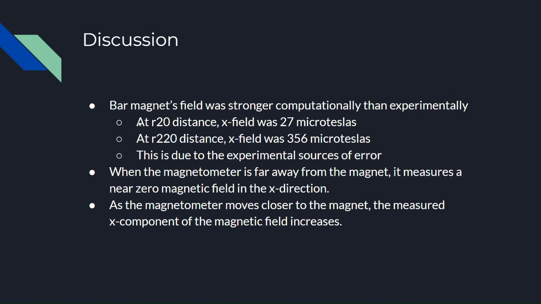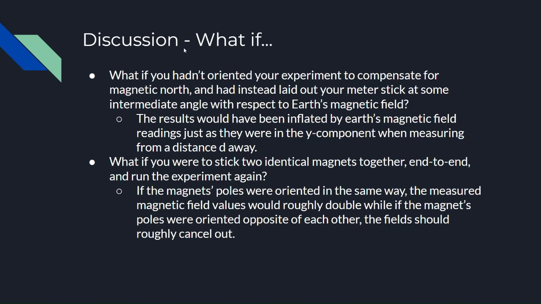We know this because at R20 distance from the physical experiment, the X field was 27 microteslas, not 20. And at R220, it was 356, not 220. This is due to the experimental sources of error stated earlier. When the magnetometer is far away from the magnet, it measures a near zero magnetic field in the X direction, and as the magnetometer moves closer to the magnet, the measured X component of the magnetic field increases.